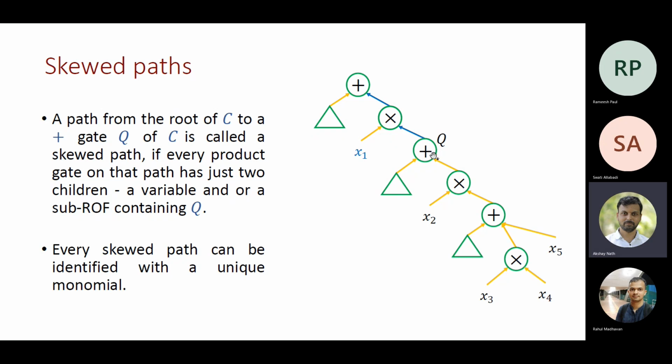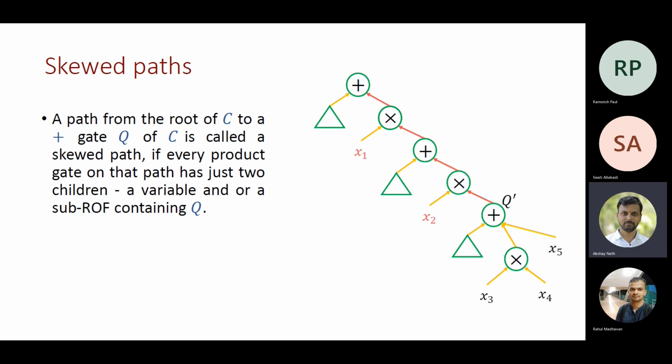Now, moreover, every skewed path can be uniquely identified with a monomial. This monomial would just be the product of variables that appear along that skewed path. So for example, this skewed path is completely identified by this monomial x1. There is one more skewed path in this ROF, and it is this path, from the topmost gate to Q prime. And this path is identified by the monomial x1 times x2.